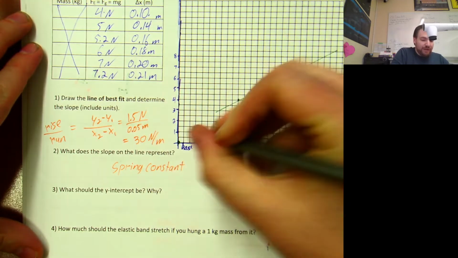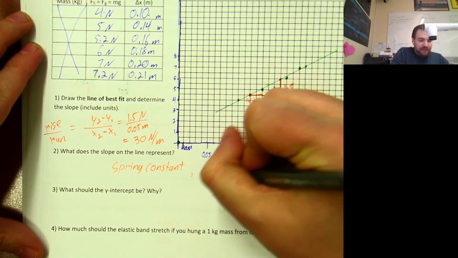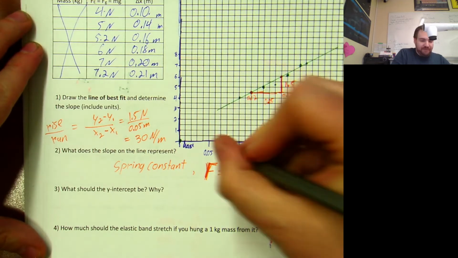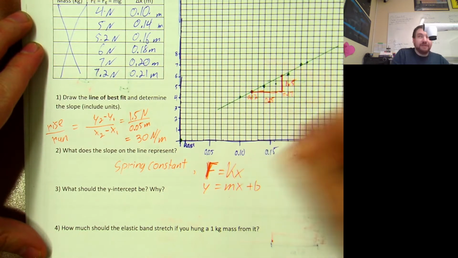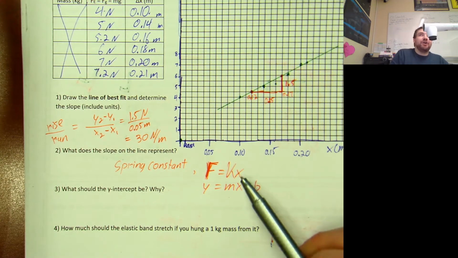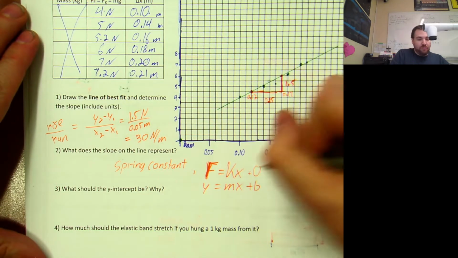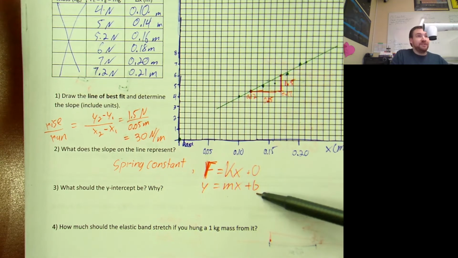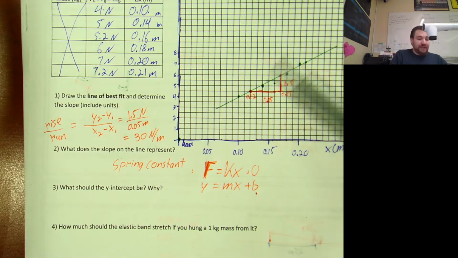Because we know that F equals kx, and this is the same format as y equals mx, and in this case plus b, except on ours, the plus b, the y-intercept, is going to be 0. So there should be no y-intercept for the reason we said before. No extension, no force. So if you included that point, yours is going to skew a little differently than mine. That's totally okay.